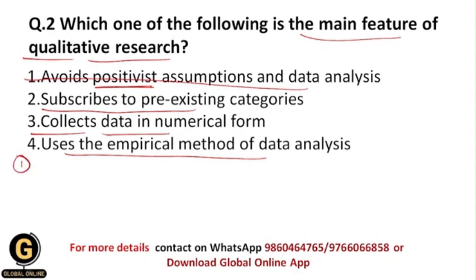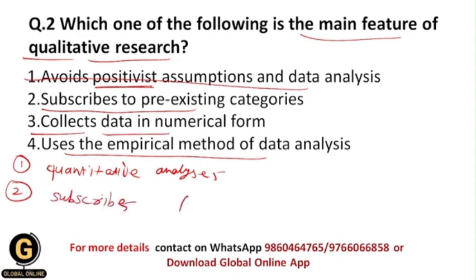So basically a positivistic approach emphasizes quantitative analysis over the qualitative analysis. Second, the positivistic approach subscribes to pre-existing categories. It means that you already have a hypothesis, and based on that hypothesis you are going to test it, and the meaning of this is that it subscribes to pre-existing categories.